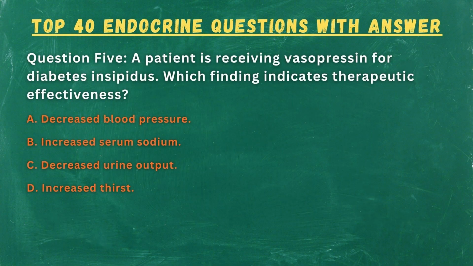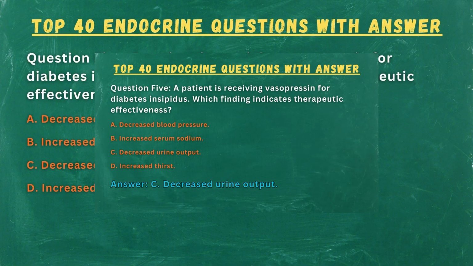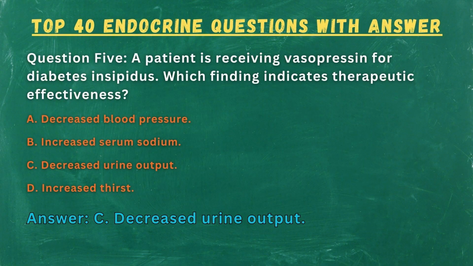Question 5. A patient is receiving vasopressin for diabetes insipidus. Which finding indicates therapeutic effectiveness? A. Decreased blood pressure. B. Increased serum sodium. C. Decreased urine output. D. Increased thirst. Answer: C. Decreased urine output.